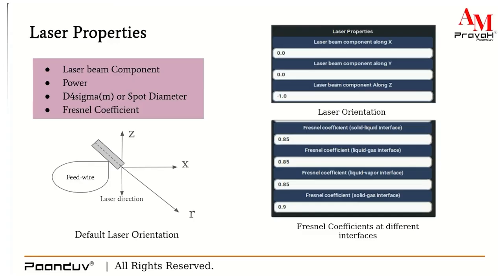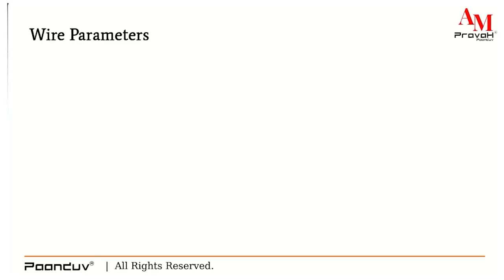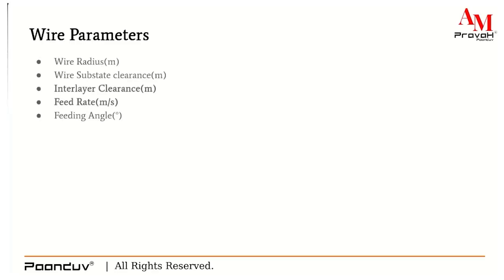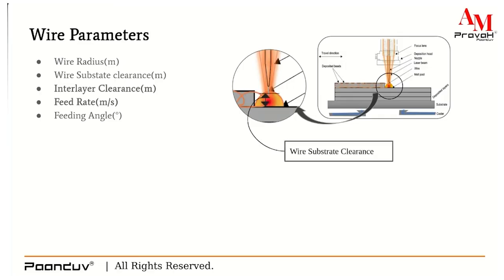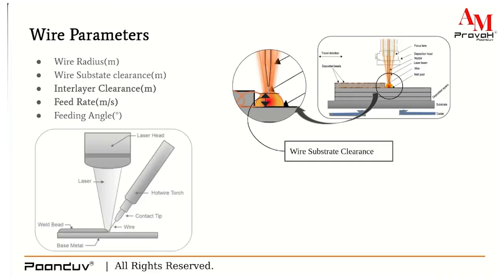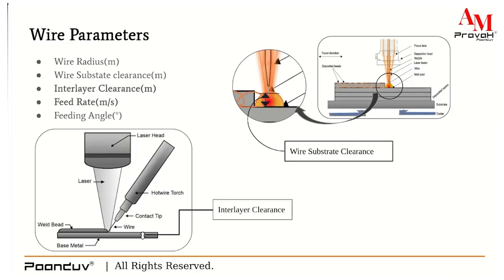Moving on, we are going to see the wire parameters. Under wire parameters, we have wire radius, wire substrate clearance, interlayer clearance, feed rate, and feeding angle. From this pictorial representation, you can easily see what we mean by wire substrate clearance. This is the distance between the tip of the wire and the substrate. And in this picture, you can understand what we mean by interlayer clearance.